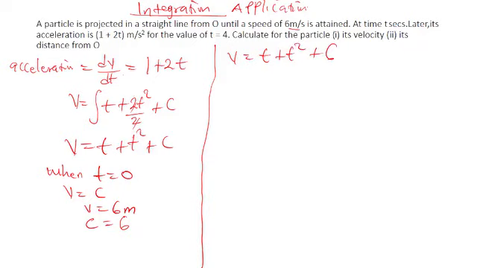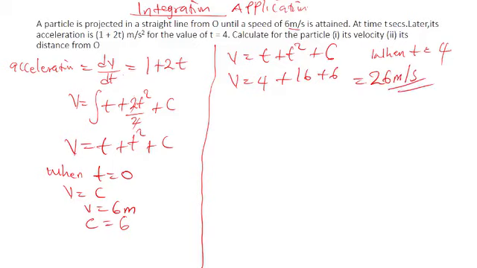But we are interested in also getting the value of v when t is equal to 4. Let's get our value of v now. Our v is equal to 4 plus 4 squared, which is 16, plus 6, so it's equal to 26 meters per second. That's for v.